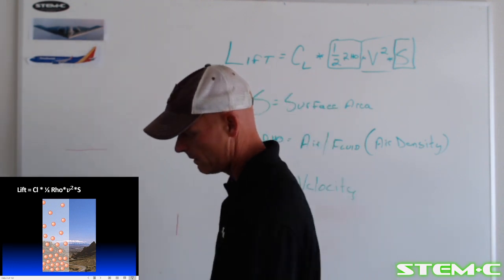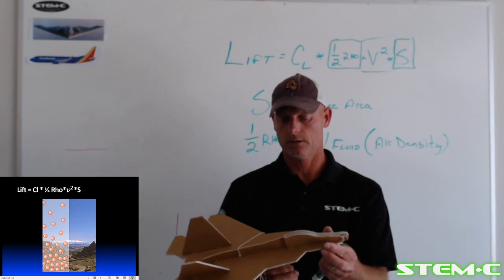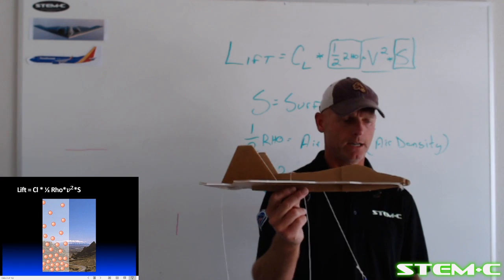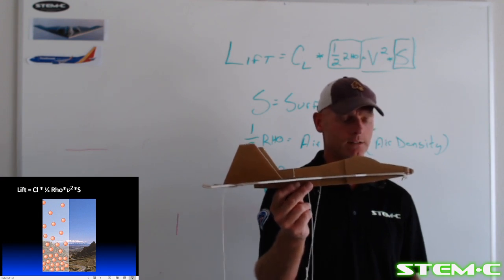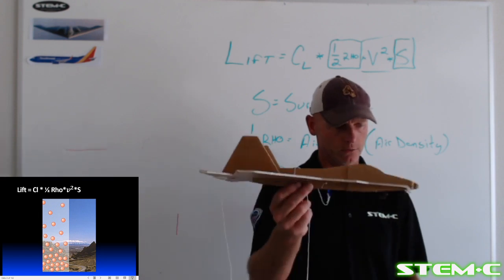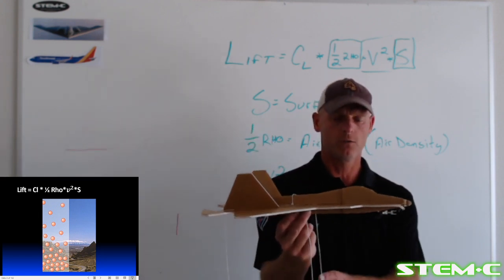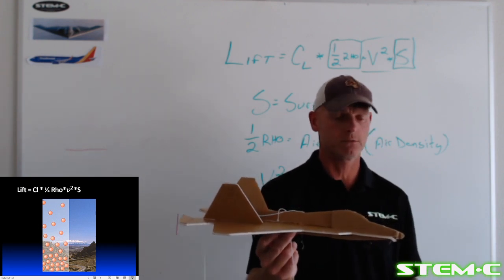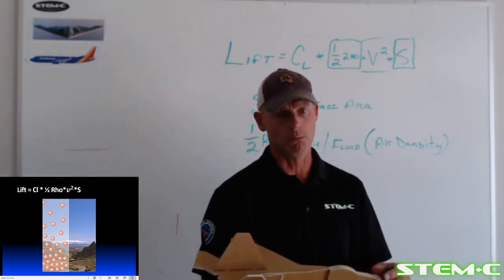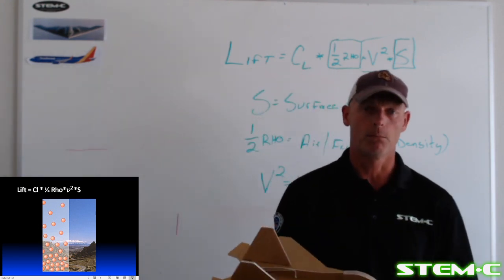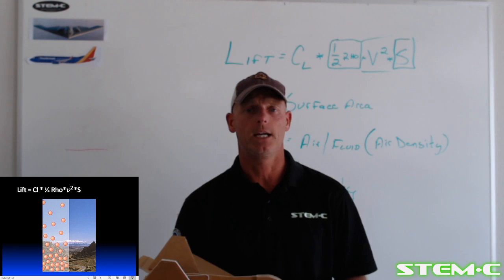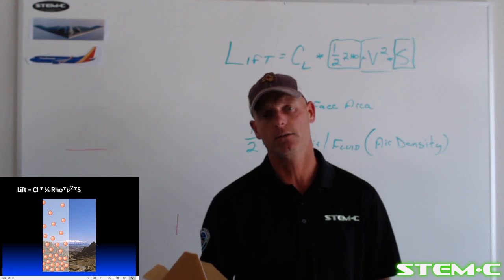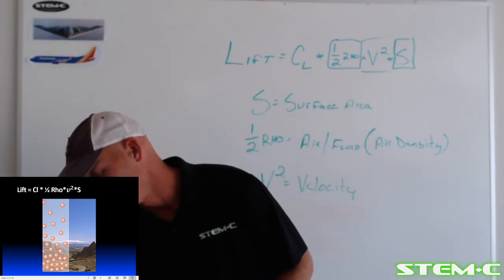We need to give the object velocity. So I've got my chuck glider here again. If I don't throw my chuck glider, it'll free fall back to Earth because there's no velocity here to cause lift to react. Now if I give it a chuck, or if I put a motor on this and power up the motor, then we now have a way to give ourselves velocity. So that's why airplanes have motors on them.